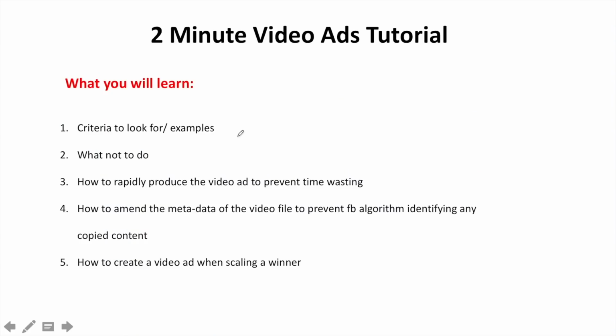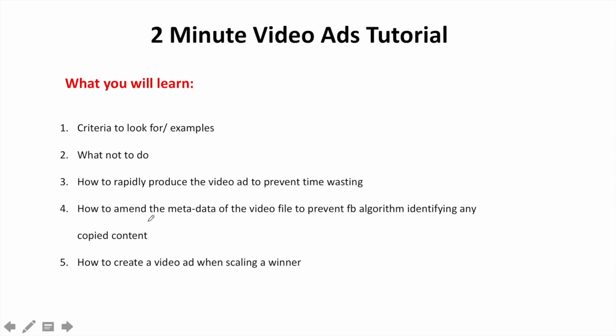Okay, so here's what you're going to learn in today's video. I'm going to go over the criteria to look for when trying to find video content to add to your video ad when testing products, and I'm going to show you how to do it quickly and efficiently and give you some examples. I'm going to show you what not to do in terms of how not to create your video ads, and how to rapidly produce the video ad to prevent time wasting. I see a lot of people who literally spend days perfecting their ad, even when they're just testing a product, and then they'll launch the ad and it doesn't work, and they've literally spent days and wasted so much time just creating video ads.